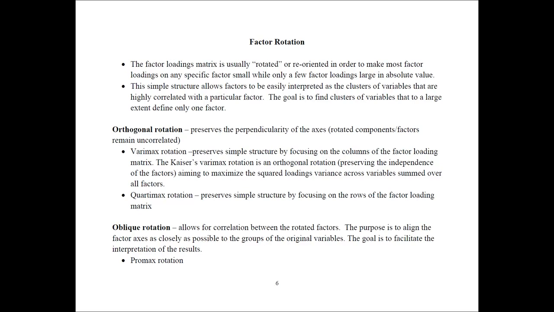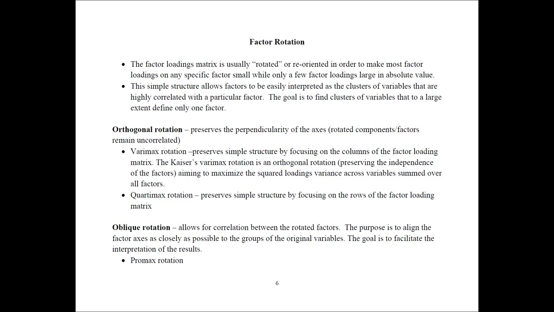So there are 2 types of rotations typically used. One of them is called orthogonal and one of them is called oblique. The orthogonal rotation preserves the perpendicularity of axes. What it means is that these rotated components or factors remain uncorrelated with each other, and some people think that's a desirable property. The one that we would consider is the Varimax rotation, which preserves the structure by focusing on the columns of the factor loading matrix.